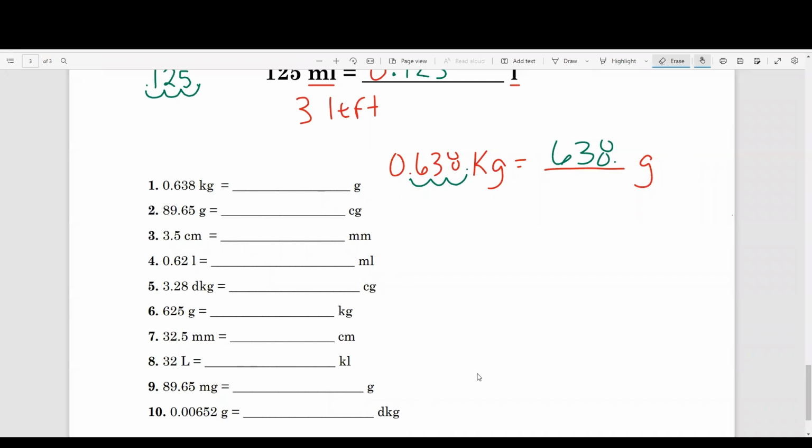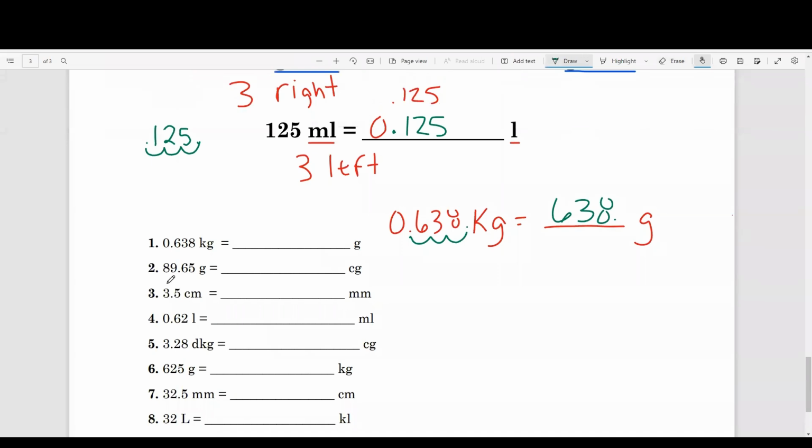All right, looks like everybody's doing a great job. I do see a few discrepancies, so let's see what we have going on. Number 2 says 89.65 g is equal to how many cg? We know g, if we have something by itself, is a base unit, so that's our grams. And then cg, C is for centi, so we're going from grams to centigrams. All right, so let's see. 0.65.